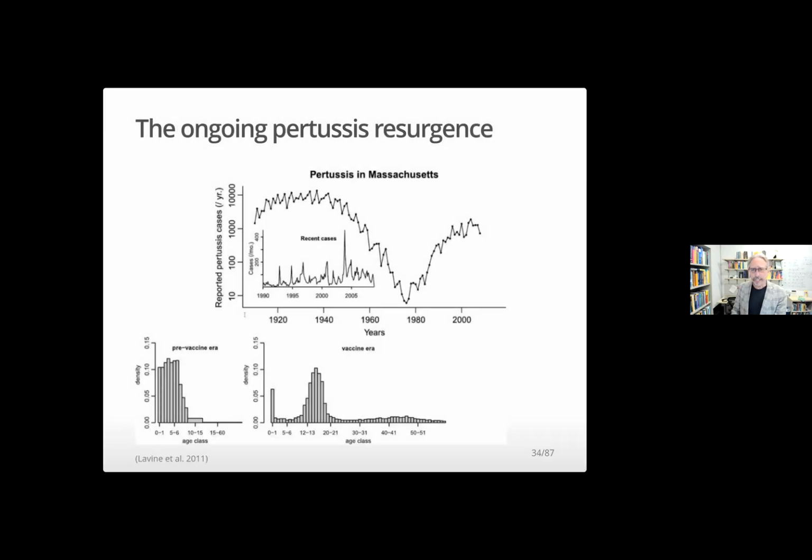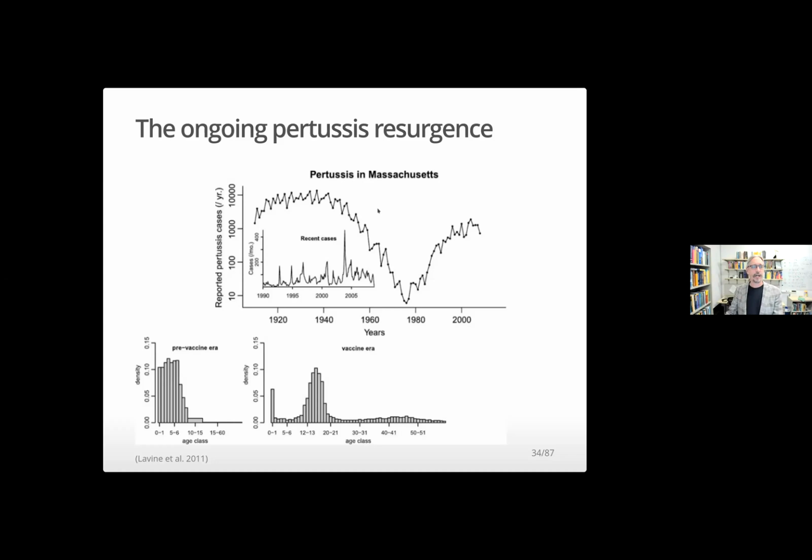Let me give you a second example. This concerns the ongoing resurgence of pertussis. So pertussis is another bacterial infection. It's a respiratory infection. It's one of the major causes of vaccine-preventable death, especially in children worldwide. And despite the presence of highly effective vaccines and even very high coverage in many countries of the world, pertussis is making a comeback. And so this is what that looks like.